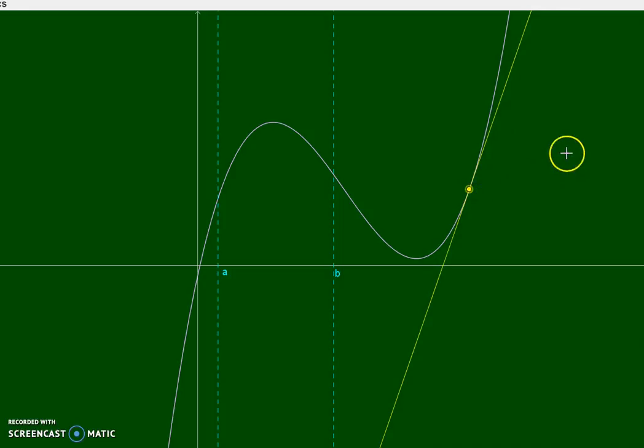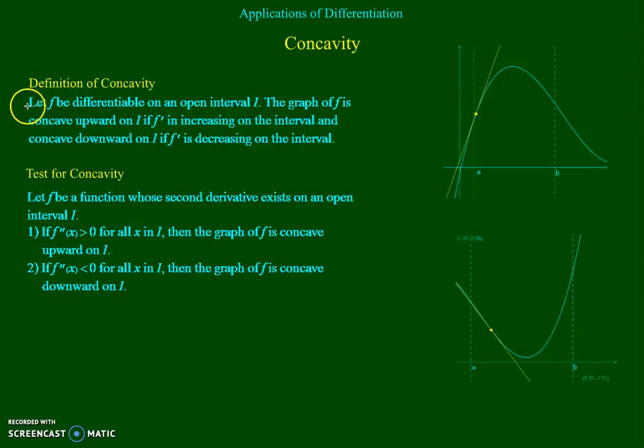So let's go back and look at that a little bit more formally. The definition of concavity: let f be differentiable on an open interval. The graph of f is concave up if f prime is increasing. That is, the first derivative is changing positively on the interval, and concave down on the interval if f prime is decreasing on that interval. So that's what we showed in that dynamic graph.